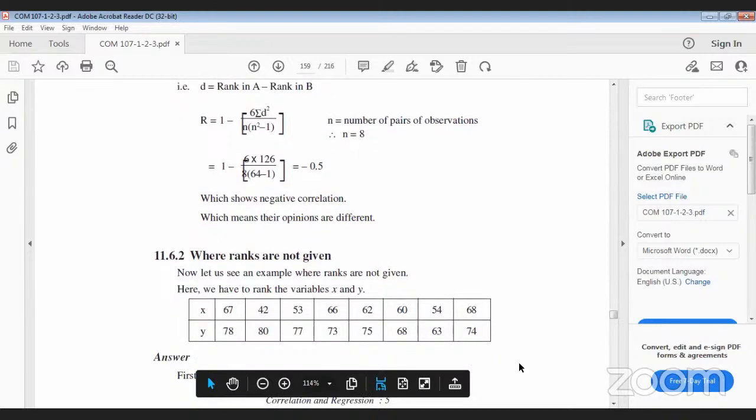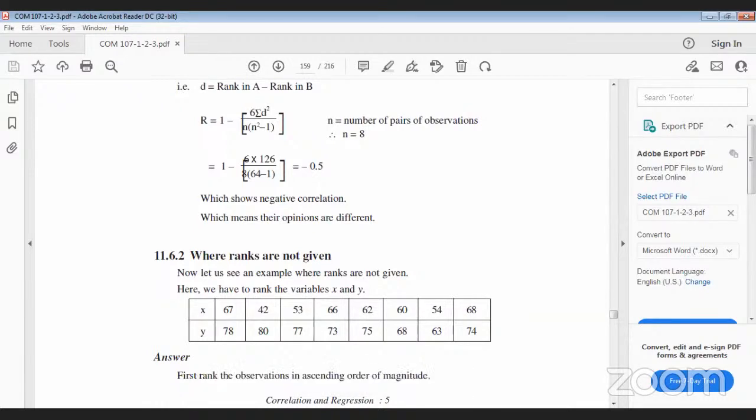Here x: 67, 42, 53, 66, 62, 60, then 54 and 68 here. For y: 78, 80, 77, 73, 75, 68, 63 and 74.